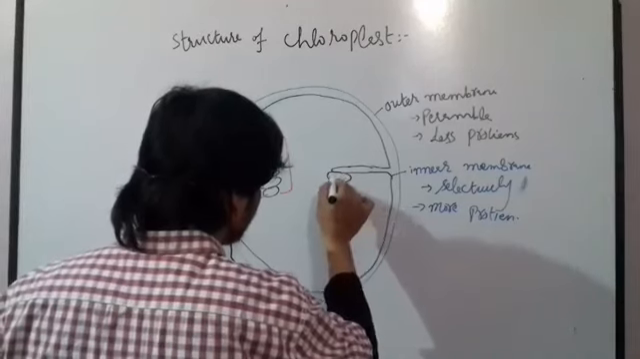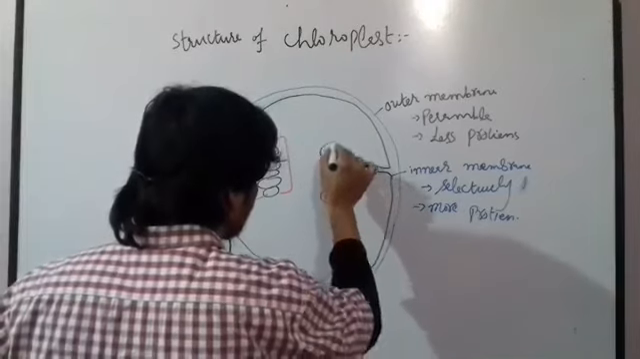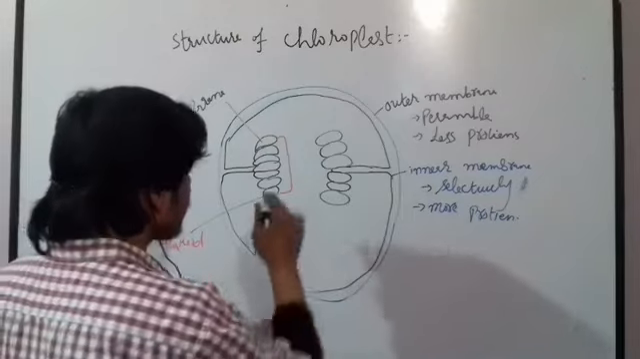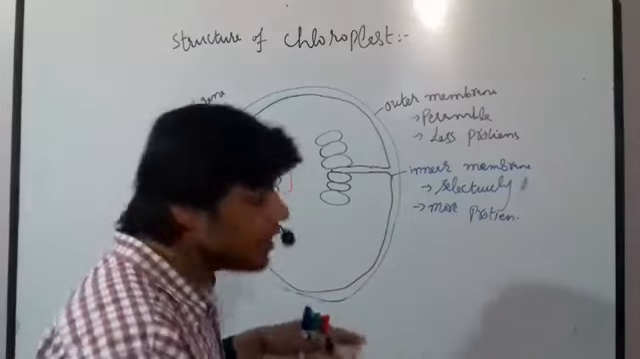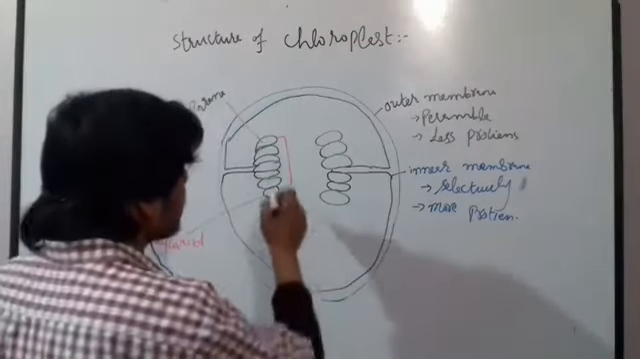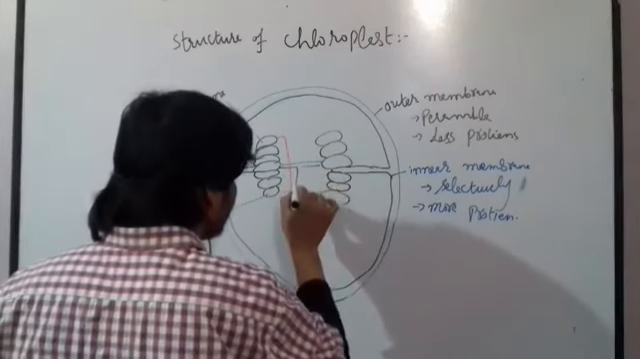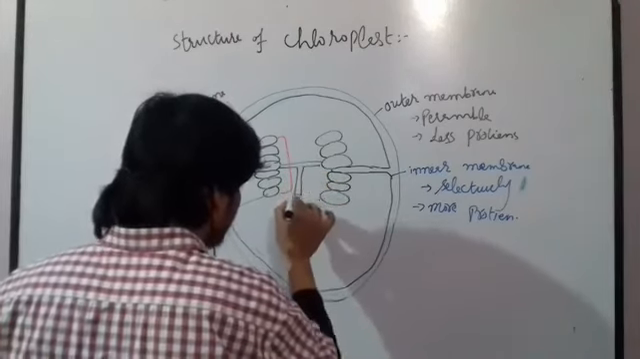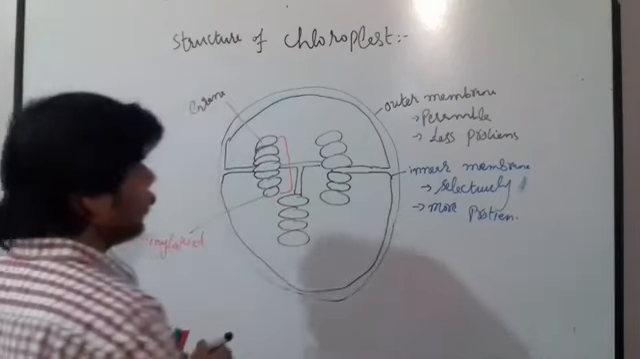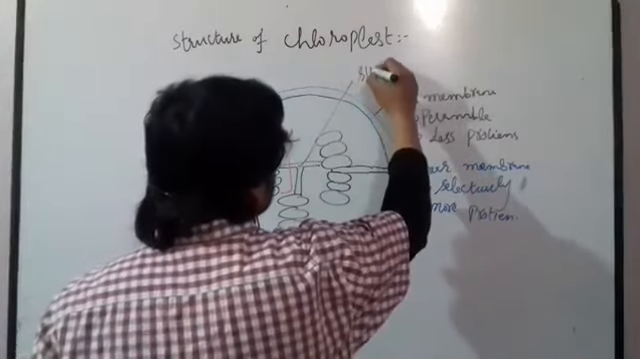Keep one thing in your mind, that the thylakoid will also be present with the inner membrane. Each thylakoid membrane, or each thylakoid, is present with the inner membrane, or sometimes they will be present with each other as well. Another thylakoid membrane is also present and will be arranged with each other. So this is another thylakoid. This space is actually called the lumen.